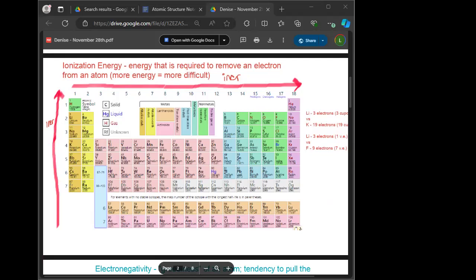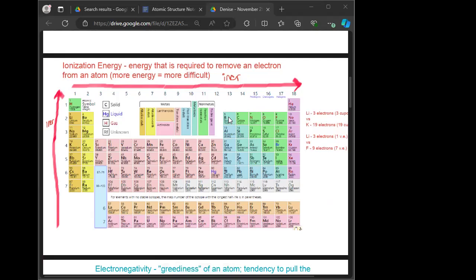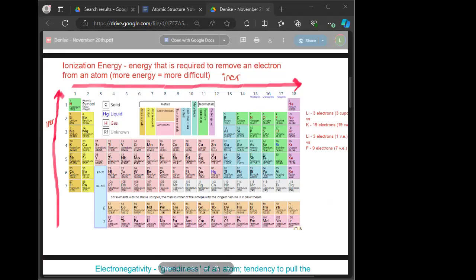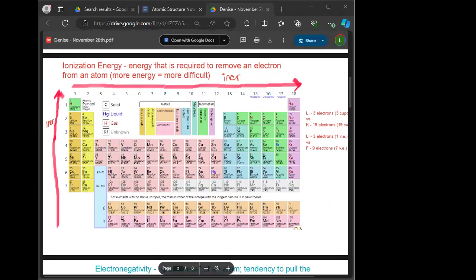And then the ionization energy definitely increases going to the right because of the increasing number of valence electrons. Right, the more valence electrons, then the more difficult it is.